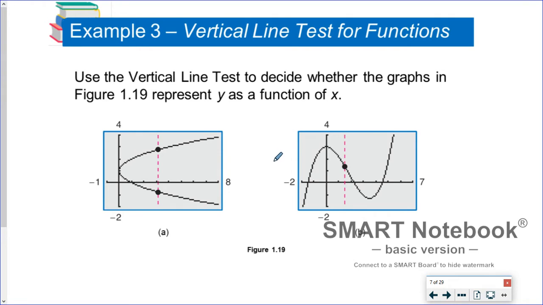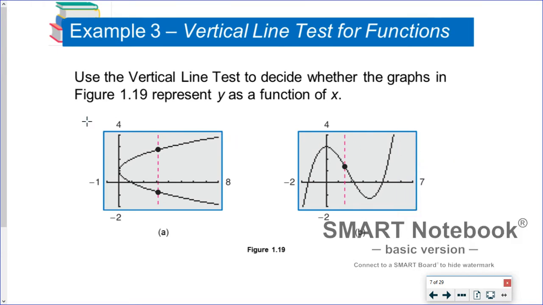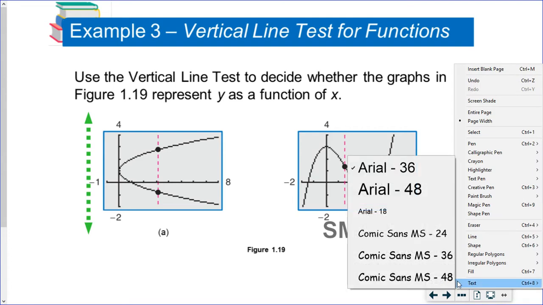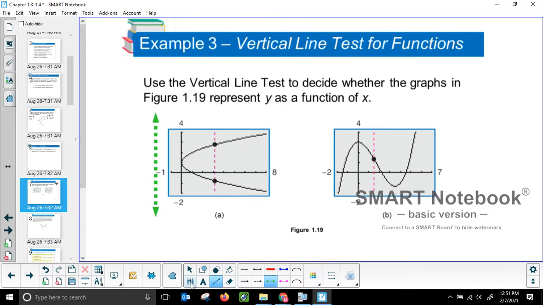All right, so if you have a vertical line, and they give us random vertical lines here, but I'm going to make my own just so that I can move it around here. All right, so if I have a vertical line, I can move this thing around here, and you want to be able to move it all the way around anywhere on the function. If this line ever touches the graph in more than one spot, then we say it is not a function. Obviously, this occurs all over the place on this graph, so we would say that a is not a function.